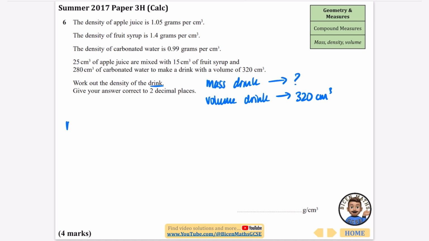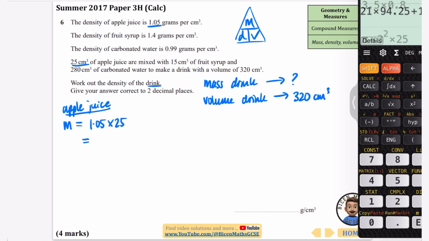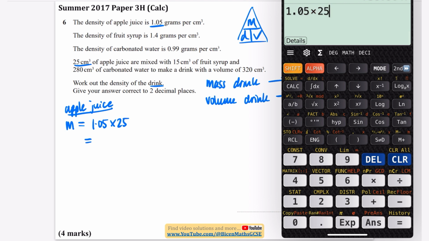So I'm going to work out the mass, first of all, of the apple juice. If you remember our triangle, it goes mass, density, volume. The mass is the density multiplied by the volume. So for the apple juice, that's 1.05 times 25. 1.05 times 25 is 26.25.